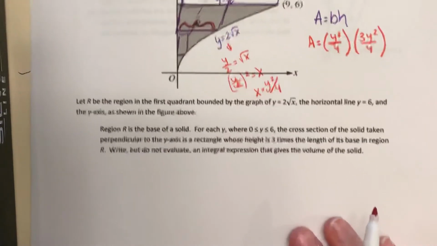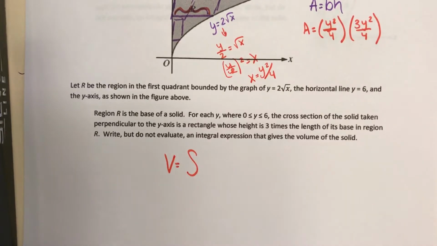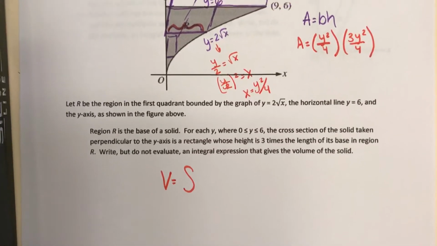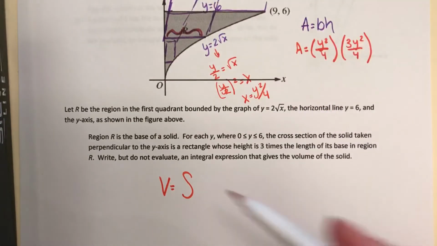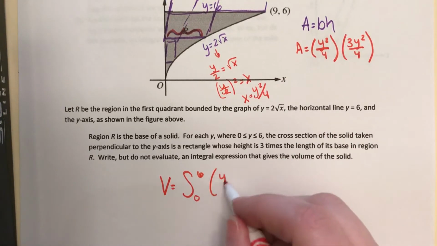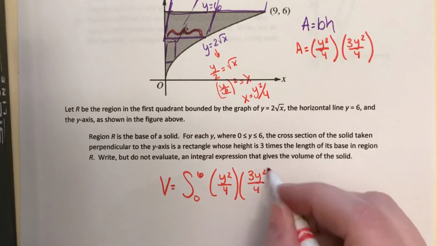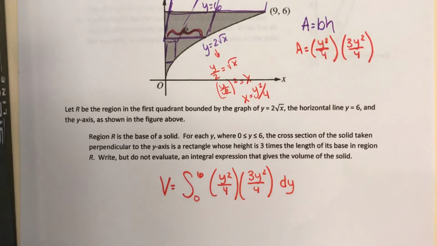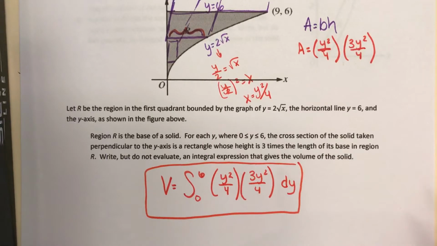So now I'm ready to write my integral, and we don't even have to solve it. So the volume would be the integral. Now, since we're using y, we want to use our boundaries on the y-axis. So on the y-axis, the shaded region goes from 0 up to 6. Of our area, and we just have the formula there, base y squared over 4 times the height, 3y squared over 4 dy. Now you can simplify this if you want. You can write this as 3y to the 4th over 16, or you can leave it. And if you had to solve it, you could just plug that right into your calculator.